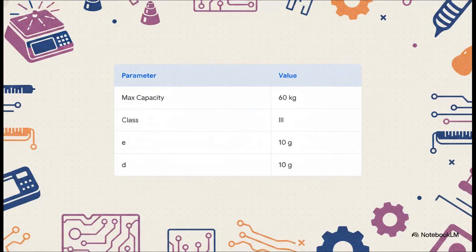Let's break down the foundational parameters for our specific scale so we know exactly what we're working with. Our maximum capacity is 60 kilograms, and it's an accuracy Class 3. Now, here's the really important part. Both our verification scale interval, which we call E, and our actual scale interval, D, are exactly 10 grams. So the scale steps up in 10-gram increments. Keep that 10-gram figure locked in your head because literally all our math relies on it.